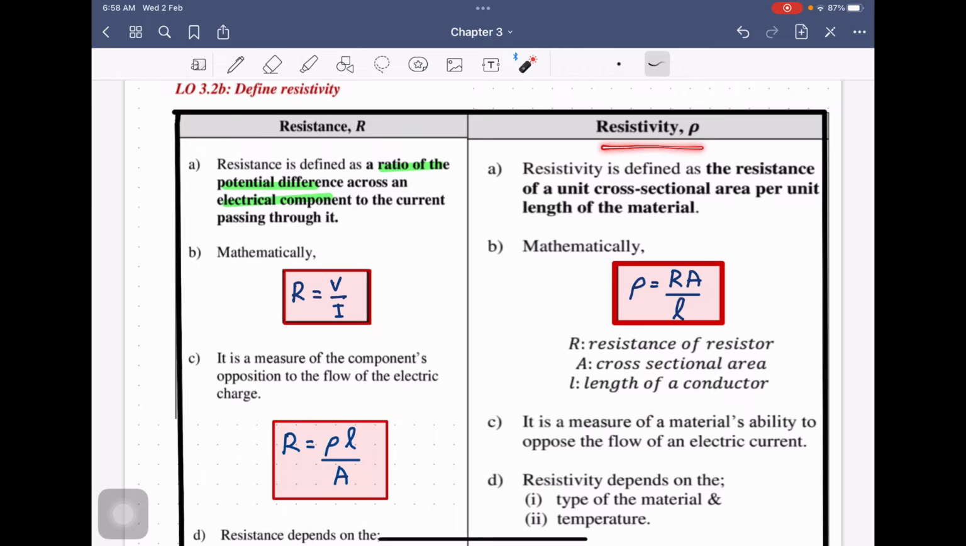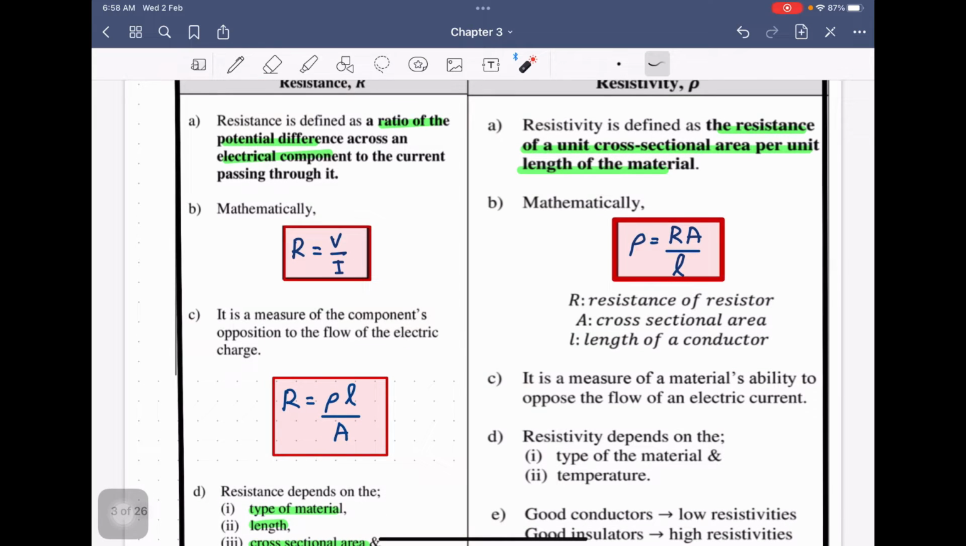Okay, resistivity is defined as the resistance of a cross-sectional area per unit length of the material. Okay, based on this equation, kita rearrange equation. So, kita jadikan rho sebagai subjek. So, rho sama dengan apa? R darab dengan A divided by L. Okay, so rho is a resistivity. R is a resistance of a resistor. A adalah cross-sectional area. Dan L is a length of a conductor.